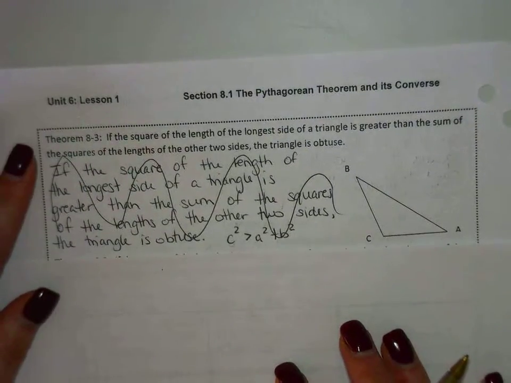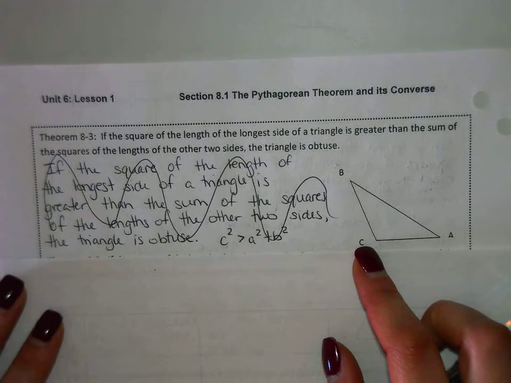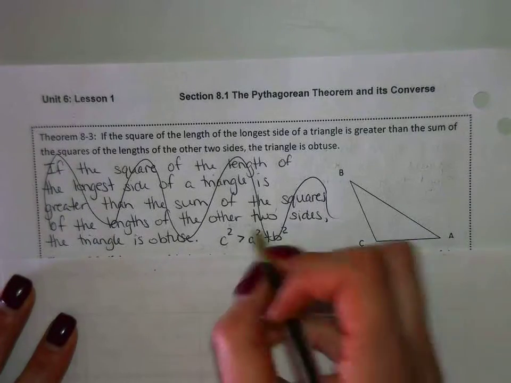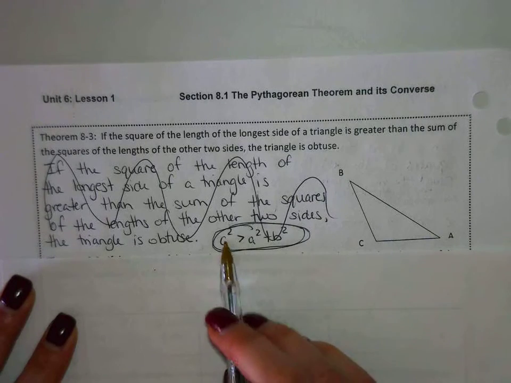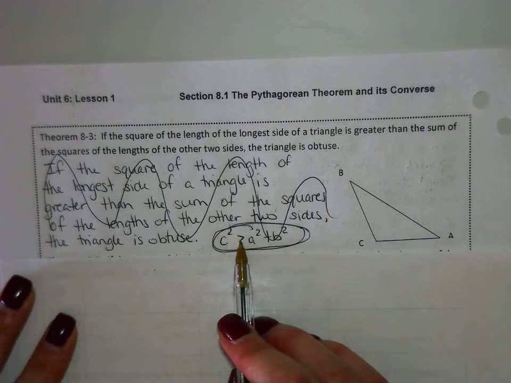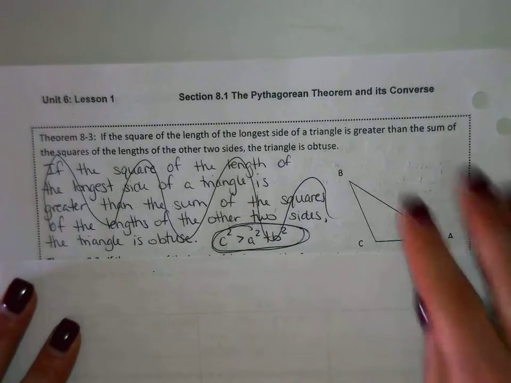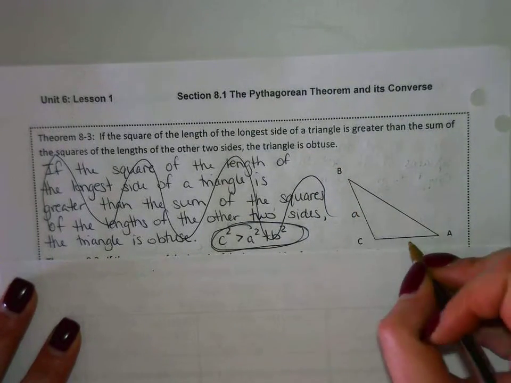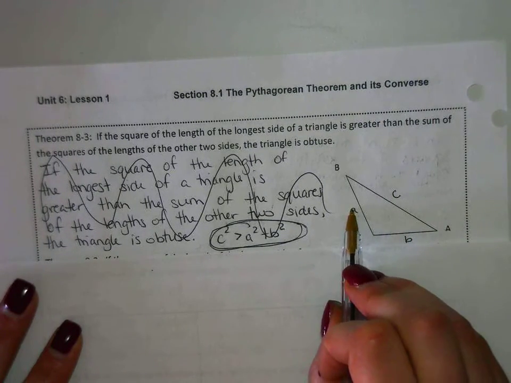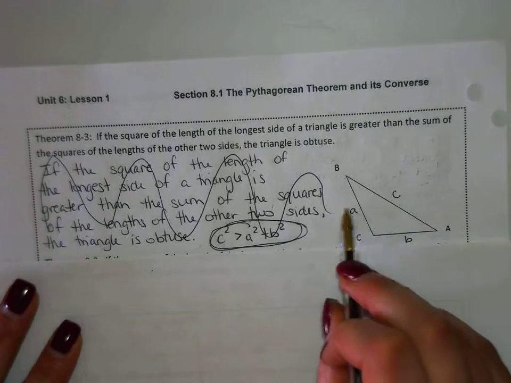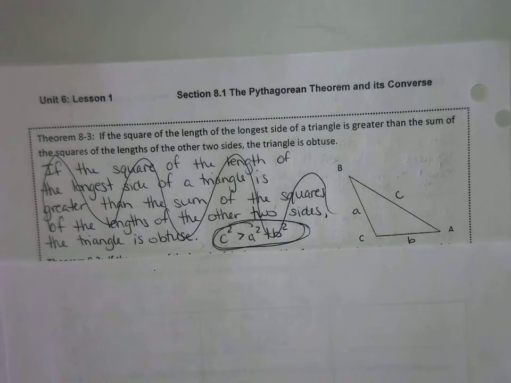Theorem 8.3: if the square of the length of the longest side of a triangle is greater than the sum of the squares of the lengths of the other two sides of the triangle, it is obtuse. So what we need to know is that when we take the hypotenuse and square it, if it's greater than a squared plus b squared, then it's going to be obtuse. Meaning if this is our a, b, and c, if we square a and square b and add these two together, and it's smaller than this one squared, it's obtuse.